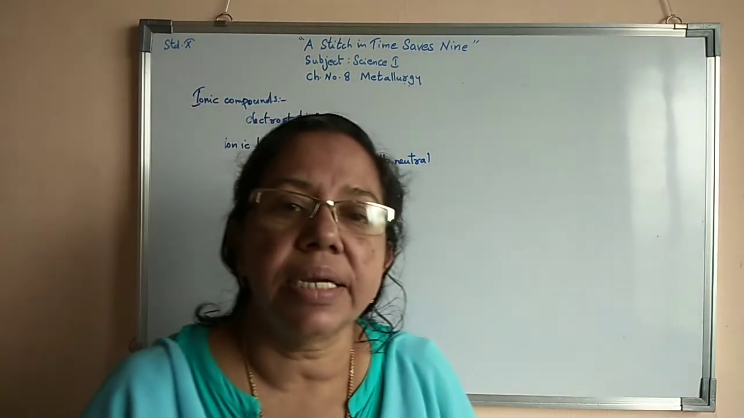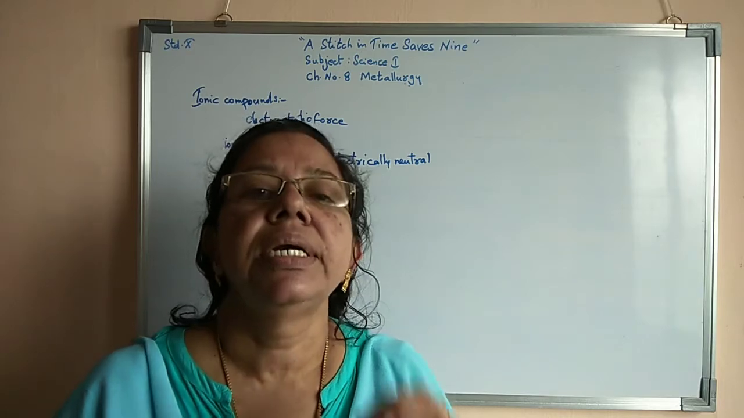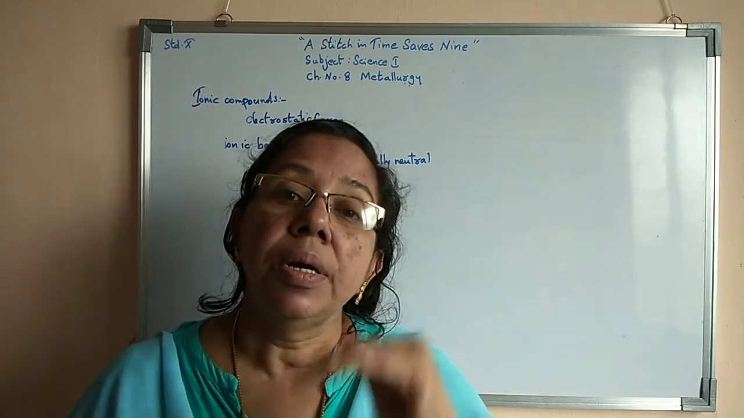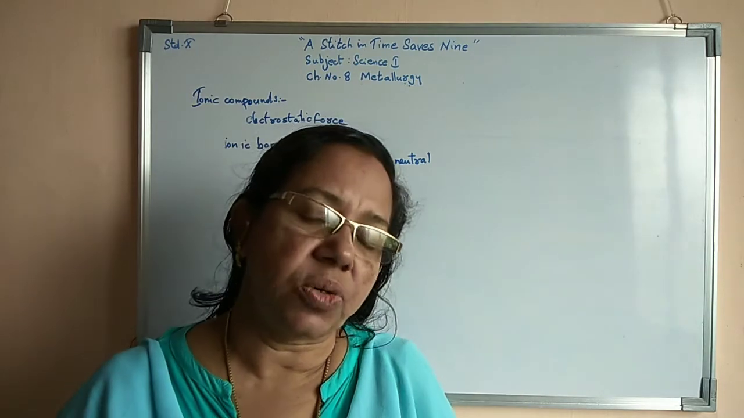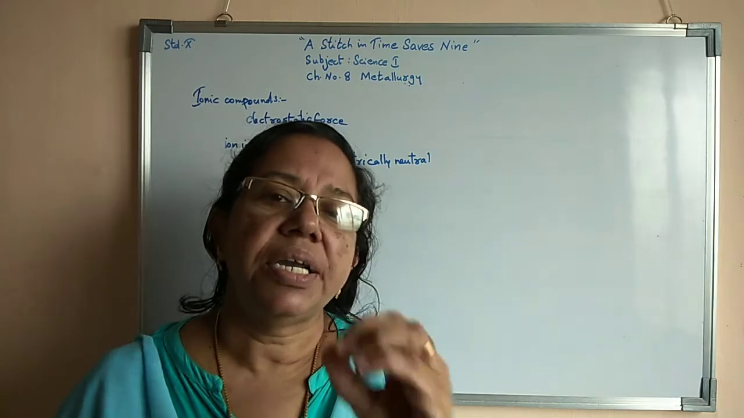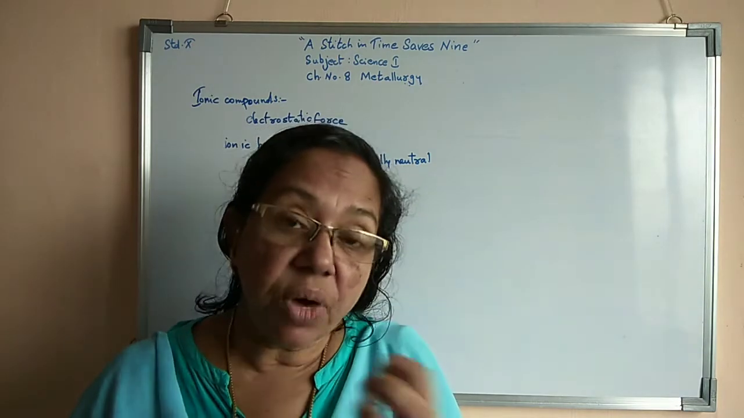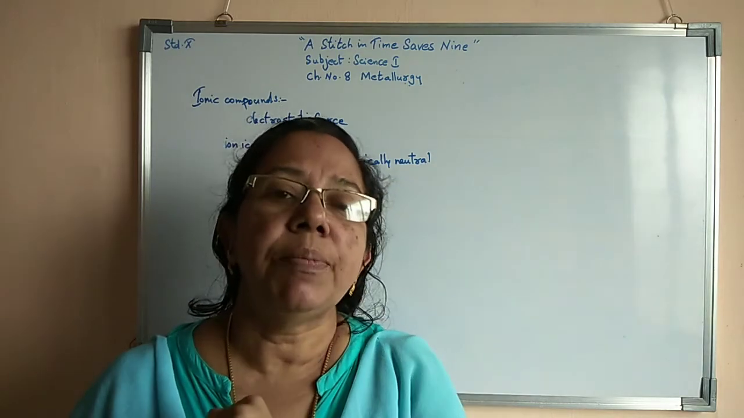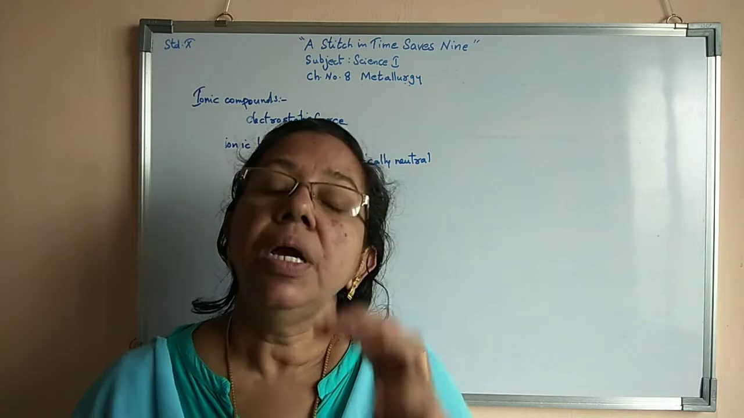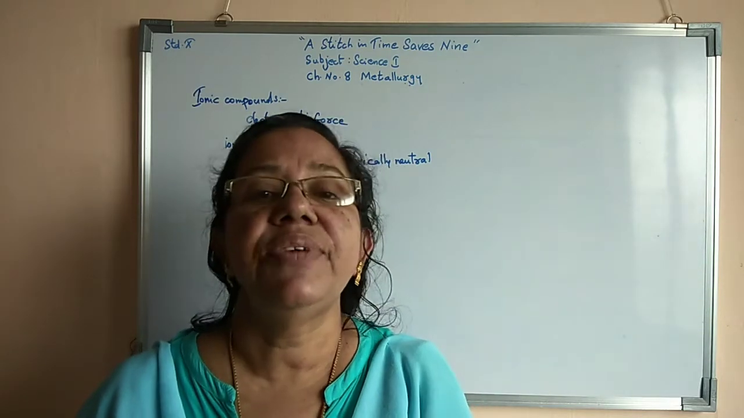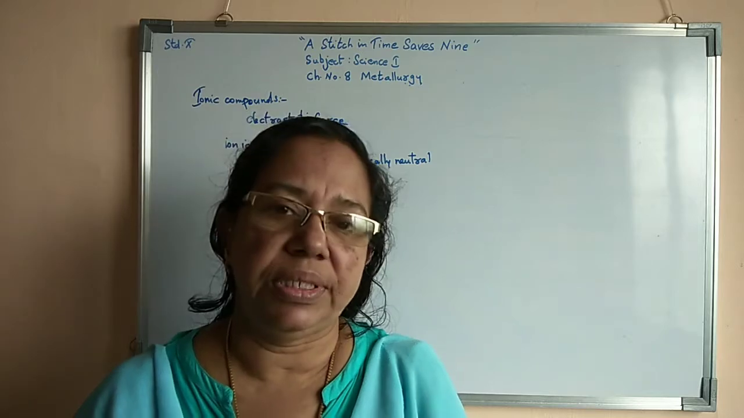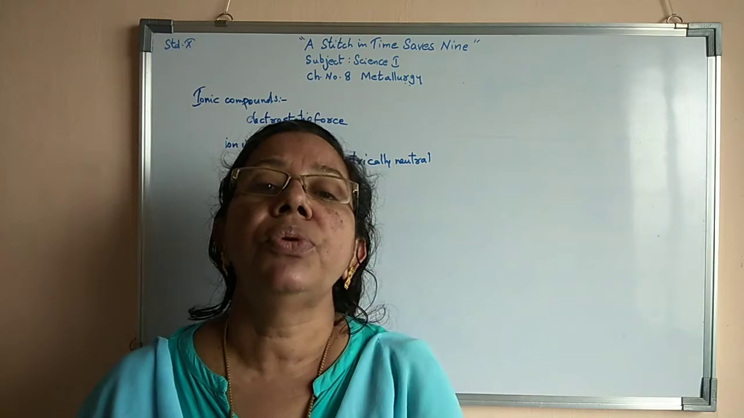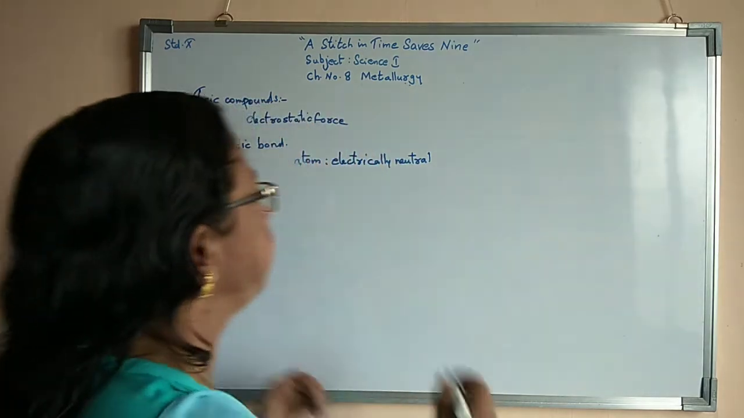Why is an atom electrically neutral? Because inside the atom there is an equal number of protons as well as electrons. Because of that, the atom is electrically neutral. Now we are studying that in an ionic compound, there is an equal number of positively charged ions as well as negatively charged ions. Because of that, we can say that even an ionic compound is electrically neutral.